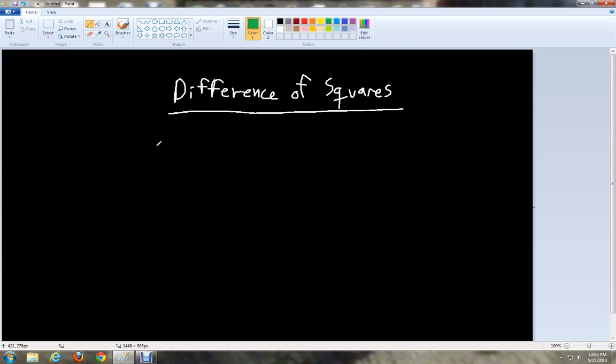Today's video we're going to look at difference of squares, how to factor a difference of two squares. So let's look at the general formula on how to factor. We have a squared minus b squared. So that's going to equal a plus b times a minus b.